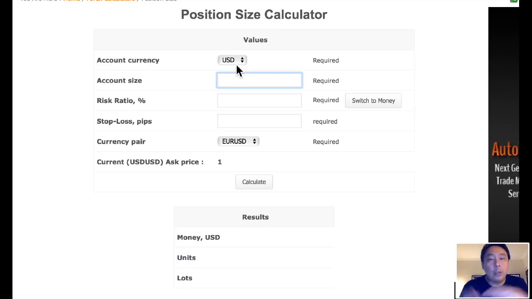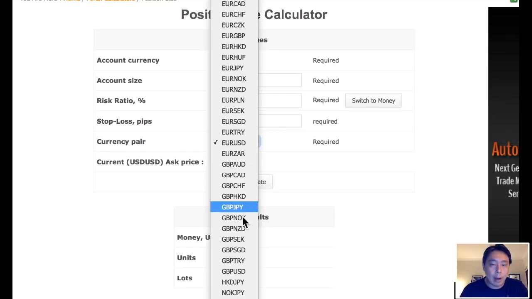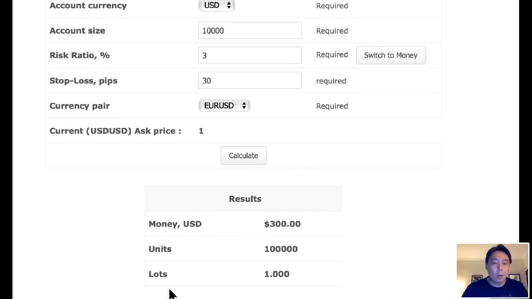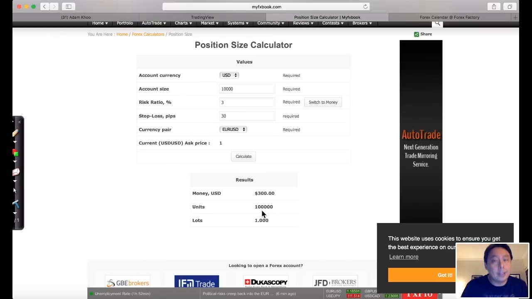again, account currency US dollars, account size. Now this will be your net liquidation. So in this case, it's say 10 grand. You're risking again, say 3%. Your stop loss is 30 pips away. Choose the currency pair you're trading, okay, because this will determine the dollar value per pip. So if you're Euro USD and click on that, boom, there you go. One lot, which is 100,000 units. There you go. So simple as that.